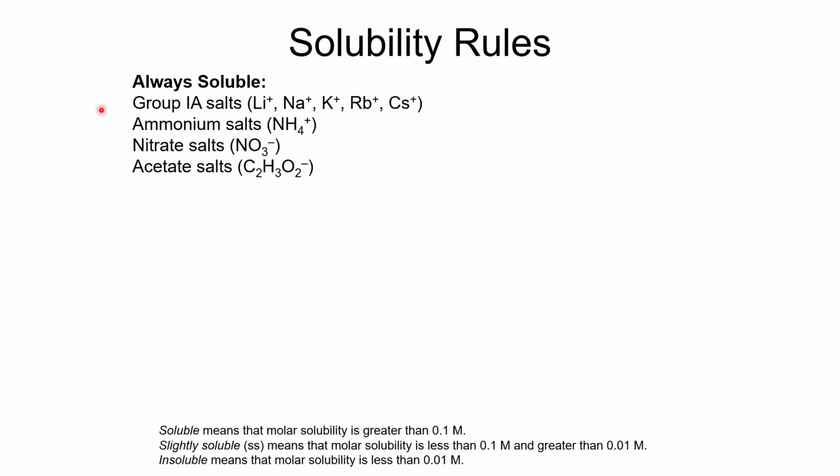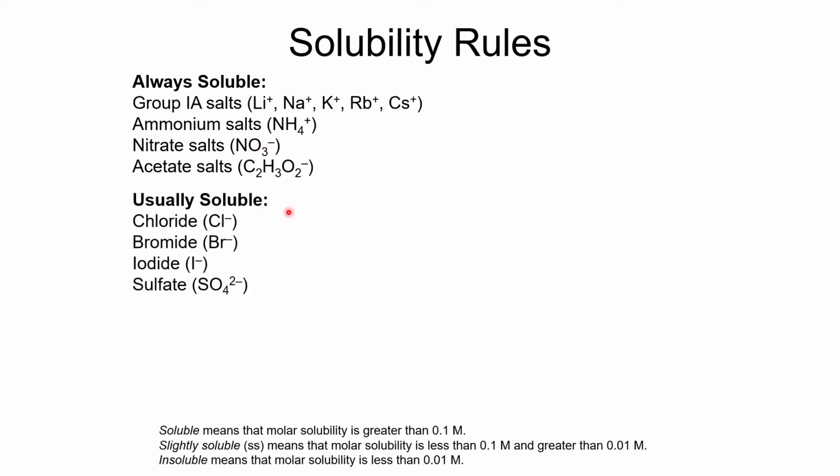So these ions are always soluble. That includes group 1: lithium, sodium, potassium, rubidium, and cesium ions. Ammonium ion, so compounds with ammonium ion are going to be soluble. Nitrate ions and acetate ions. So compounds that contain any of these ions are going to be soluble. We'll find that compounds that contain these next ions are usually soluble. Now, that doesn't mean always, it just means usually soluble.